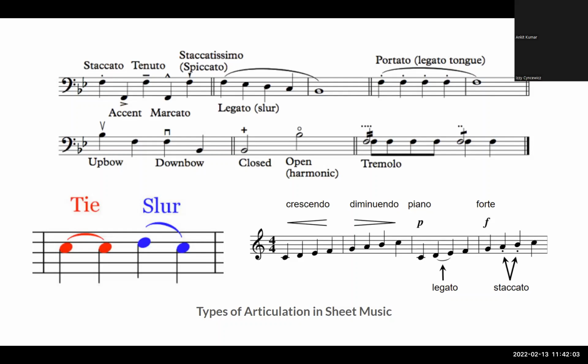And if you look at the bottom left over here, it says there's a difference between a tie and a slur. The main difference between them is that a tie is going to be the connection between two of the same note. So if we look at this in treble clef, that is connecting two C notes together. And then for a slur, it is connecting a D to a C.